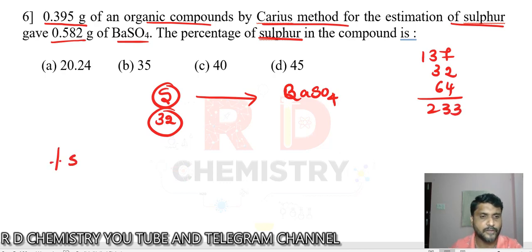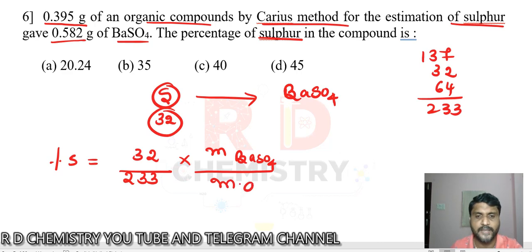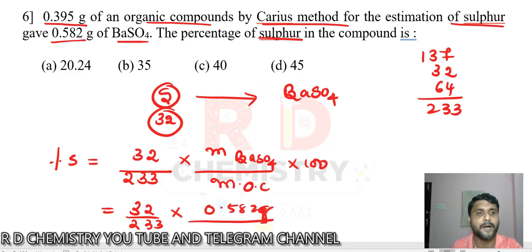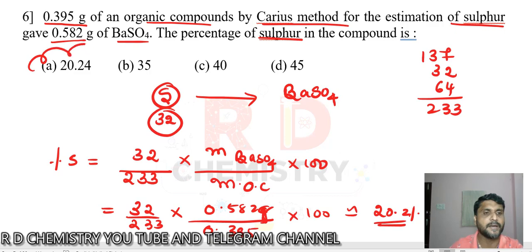So percentage of sulfur is equal to, if I take 233 grams of barium sulfate, in that 32 grams of sulfur is present, into the mass of the barium sulfate formed in the reaction divided by the mass of the organic compound taken, into 100%. So this is equal to 32 divided by 233 into 0.582 grams divided by 0.395 into 100%. This will give approximately 20.2. So the answer is option number A. Clear?